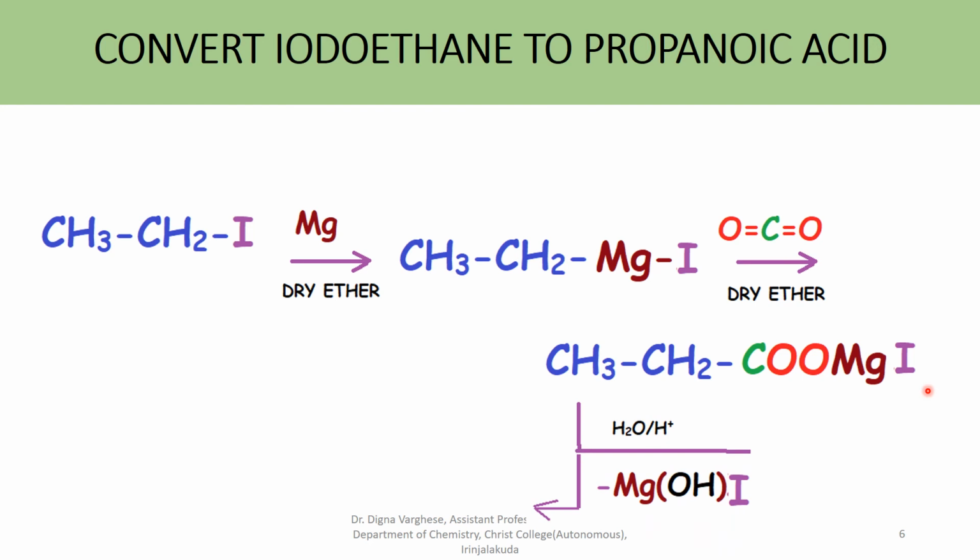Here you can see it will again react with water in acidic hydrolysis, which eliminates MgOHI and gives the product CH3CH2COOH. That is the conversion of iodoethane to propanoic acid. Propanoic acid.